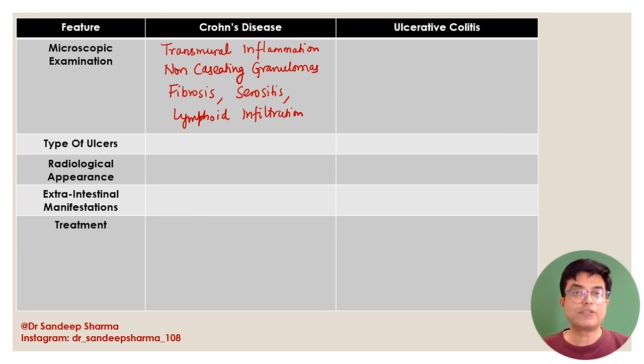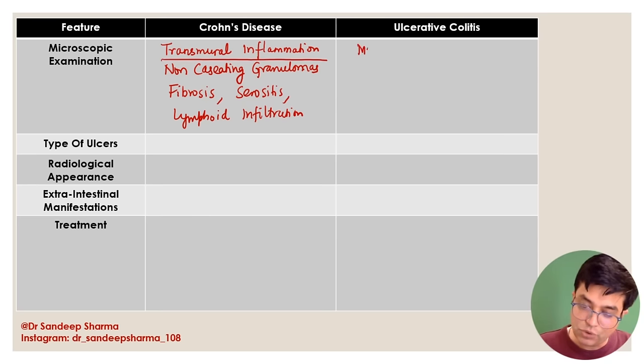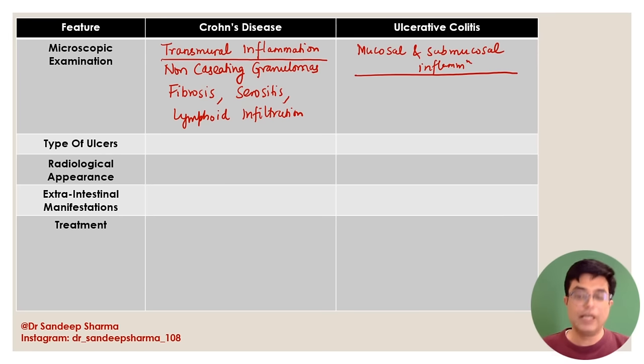Ulcerative colitis mein kya hoga? There will not be transmural inflammation. Here, there will be mucosal and submucosal inflammation. Right? Puri thickness involved nahi hogi, so serosa involvement bhi nahi hoga. But they will have something very particular. There is an MCQ on this. Pseudo polyp formation can occur in ulcerative colitis.